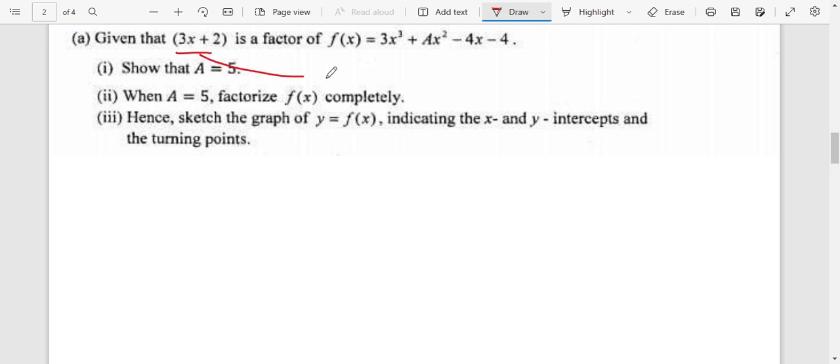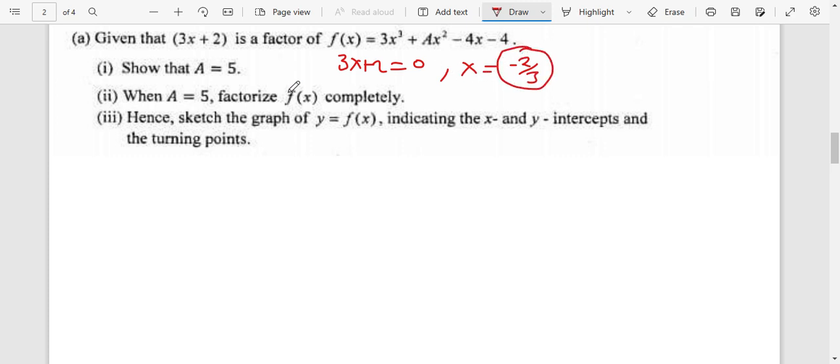So this one is a factor of this function. If I said 8 is a factor of 16, if I take 8 into 16, what will be the remainder? The remainder will be 0. So every time you hear of factor, then the remainder is supposed to be 0. So I'm going to get this factor 3x plus 2 equated to 0. Then x is going to be negative 2 over 3.